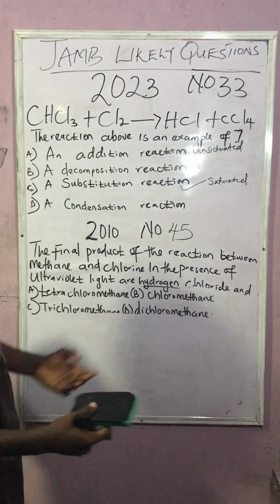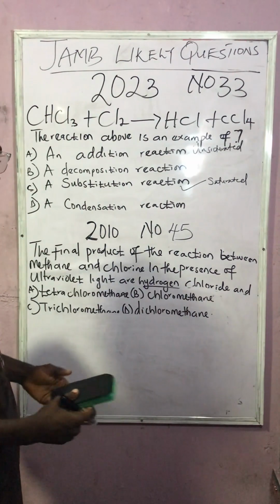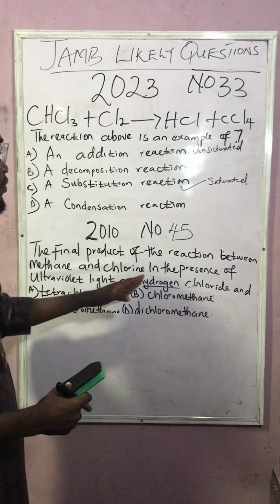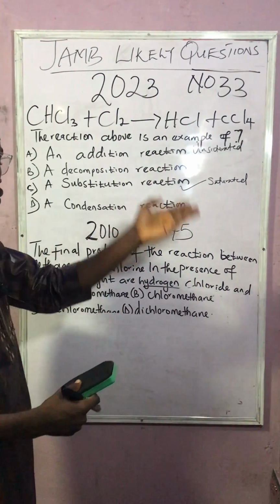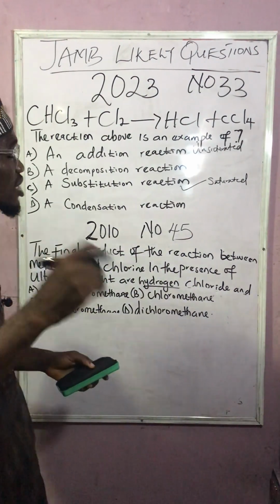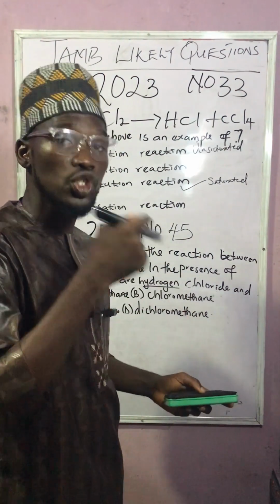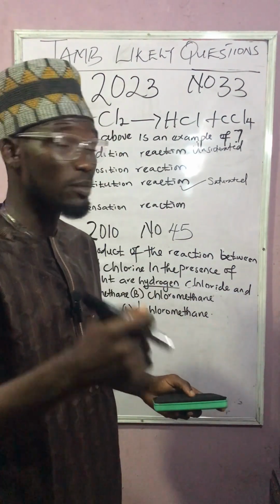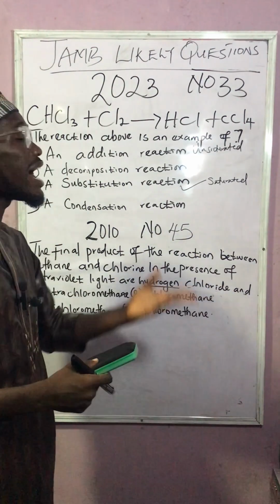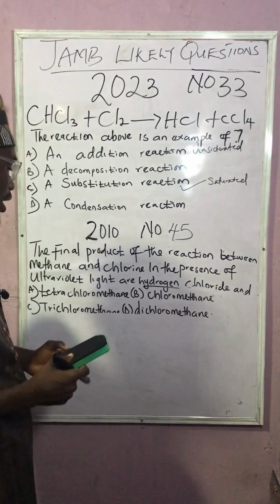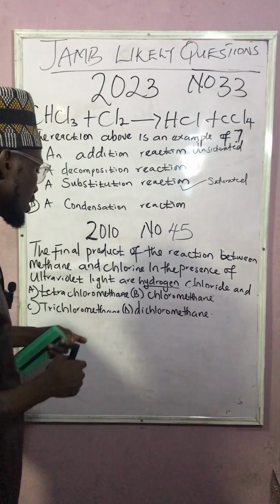So guys, the next question, 2010 number 45. The question states that the final product of the reaction between methane and chlorine in the presence of ultraviolet light. In case you come across this ultraviolet light, or JAMB decided to use sunlight, that is the same thing. In the presence of ultraviolet light, the products are hydrogen chloride and A. tetrachloromethane, B. chloromethane, C. trichloromethane, D. dichloromethane.